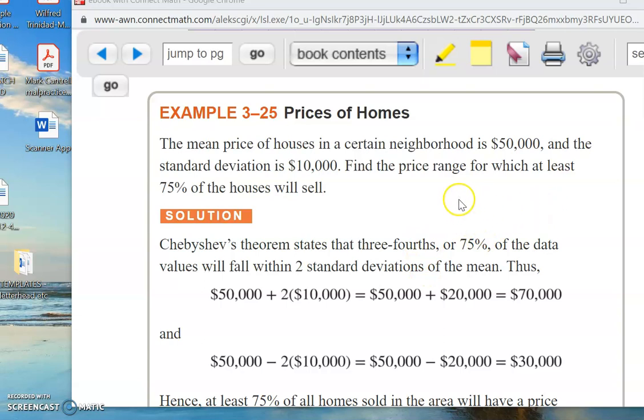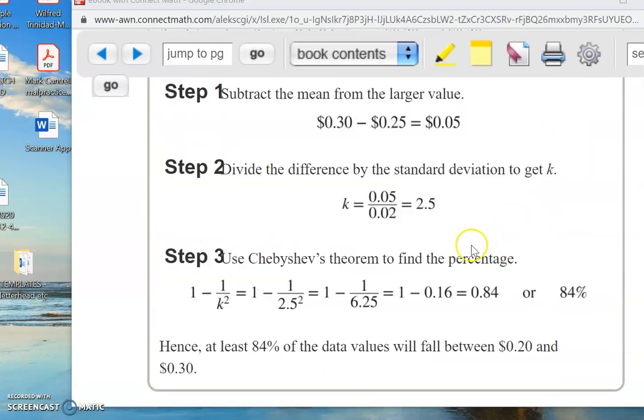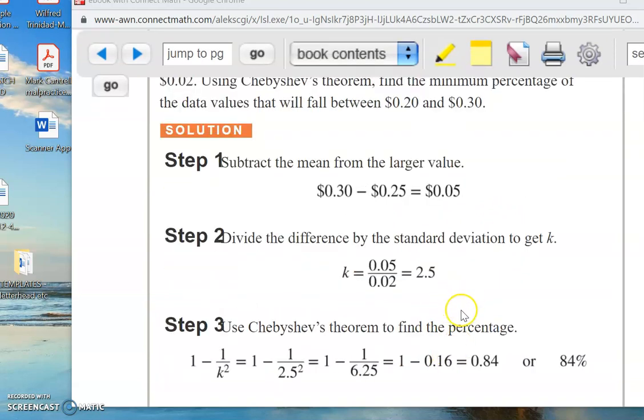All right, so now let's look at that example here, the travel allowances again. So the mean is 25 cents. The standard deviation is 2 cents. Find the minimum percentage of the data values that will fall between 20 cents and 30 cents. Now, I didn't draw a cartoon. For crying out loud, take my advice. I'm an old man. I give good advice. Draw cartoons on all of these problems, okay? So draw your cartoon, all right?